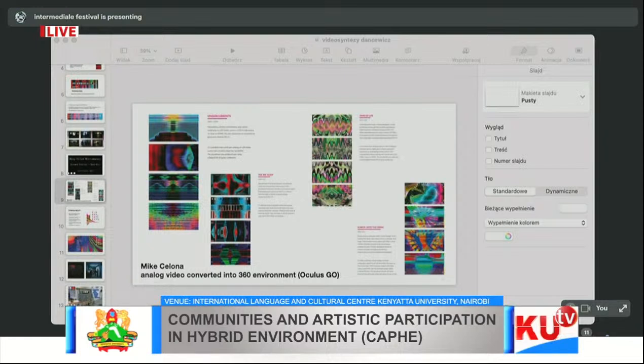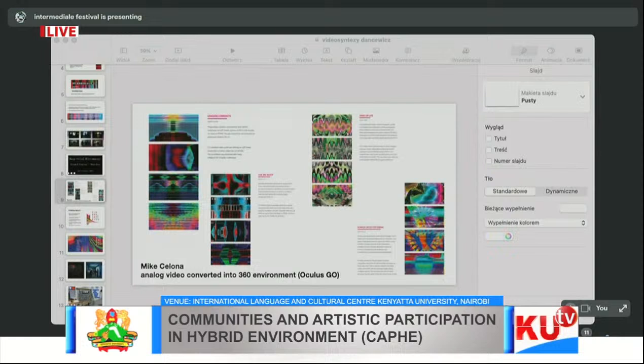And the next example I would like to share with you is a little bit different. This is also from the first edition of Video Synthesis. This is the work done by Mike Chelona, also from US, who proposed a series of analog videos, done of course with video synthesis, but converted into 360 environment for Oculus Go.